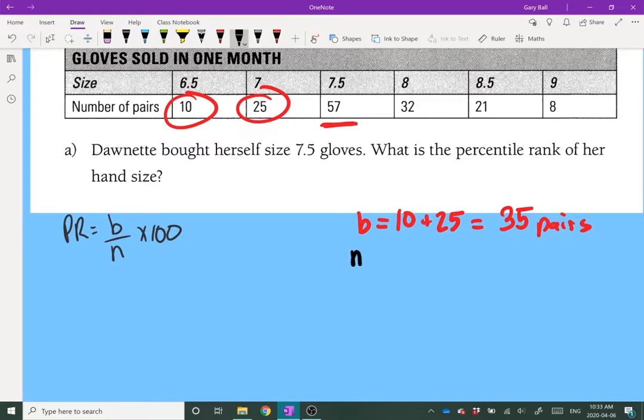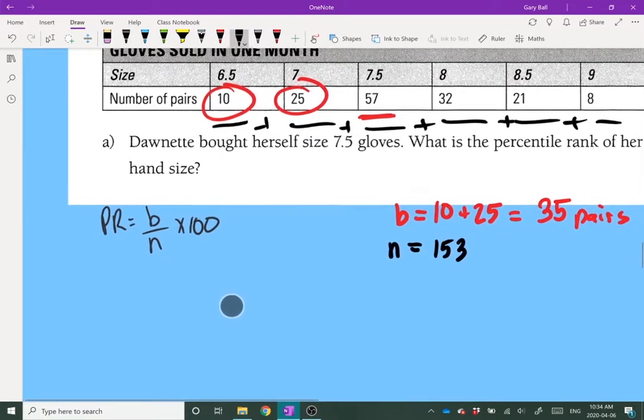I also need to know what's my total, and my total is all these numbers put together. I've got to put this one and this one and this one and this one and this one, all those together, so I know exactly how many gloves have been sold. When we add these together, you end up with 153.